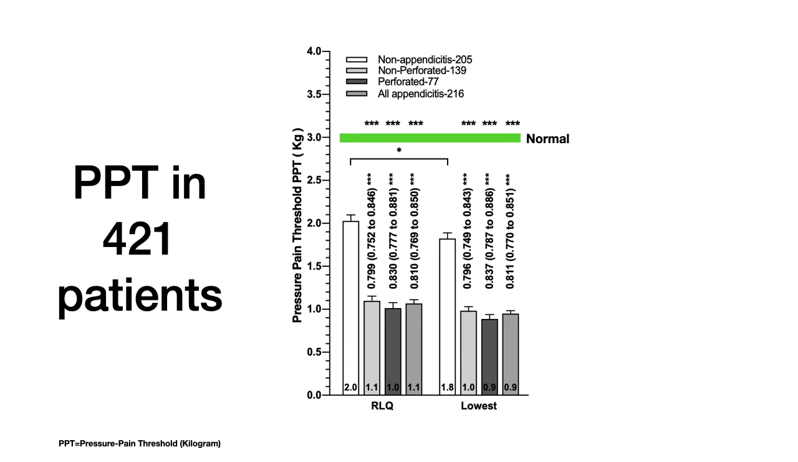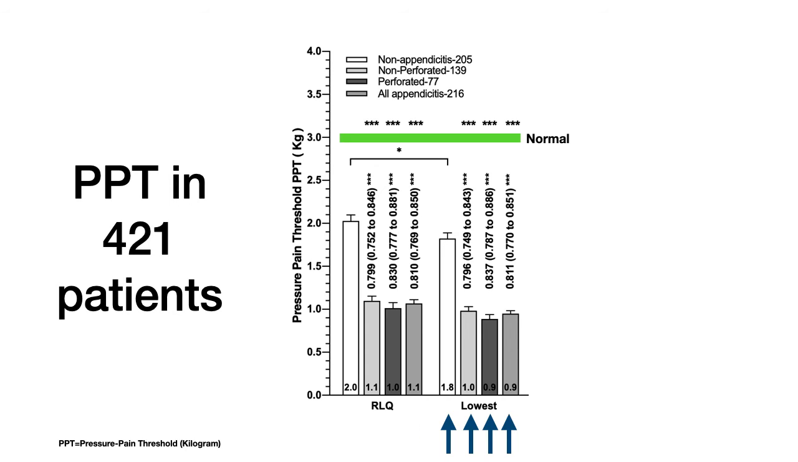Remind ourselves that the normal is about 3. So the first column, clear column, is 205 patients whose threshold was 2/3 normal. Next is the non-perforated appendicitis, 139 patients, average just above 1. Next, the perforated appendicitis, 77 patients, and the average just below 1. And then last column, all the appendicitis together, 1.1.